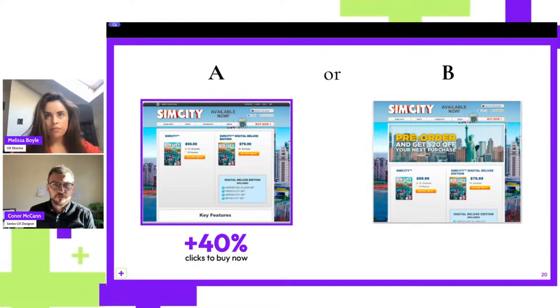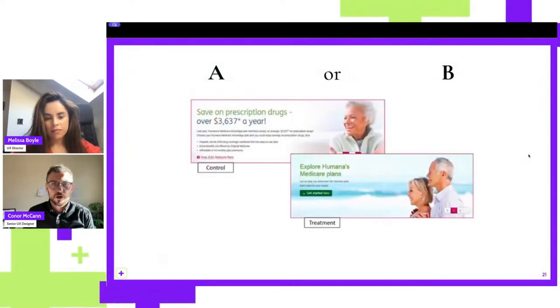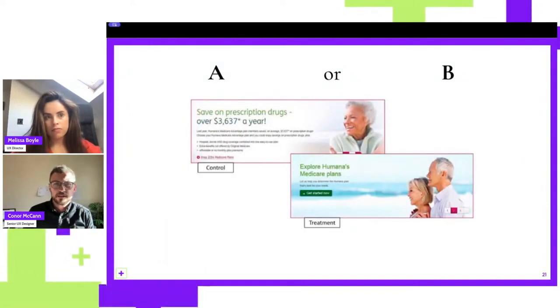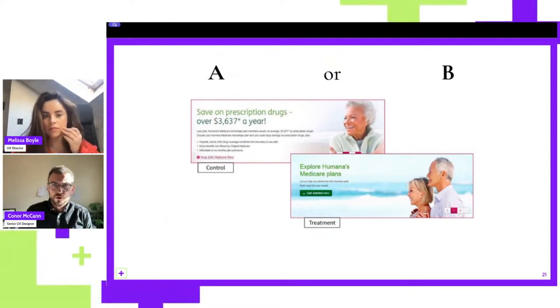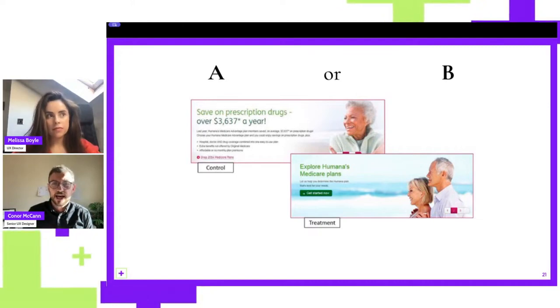So thanks again for everyone just commenting there. We're on to our final example here, and it's including Humana. They offer medical health plans, and you can see version A and B for you to consider again. So pop in again if you have any thoughts on which of these had the higher click-through rate.